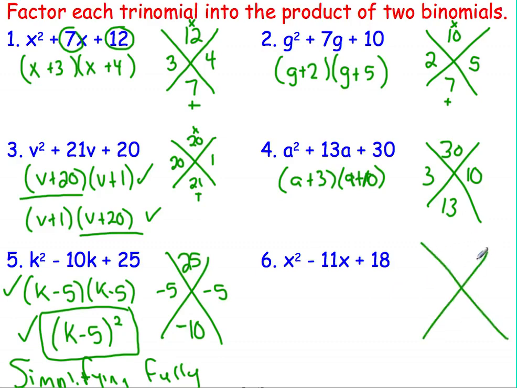Let's try the x method here for number 6. We'll put the 18 up top, the negative 11 on the bottom. 1 and 18 don't work. 2 and 9 don't work. But what if 2 and 9 were negative? Negative 2 and negative 9. Remember, a negative times a negative does give me a positive, and a negative plus a negative gives me a negative down here. So that will work. So x minus 2 and x minus 9.